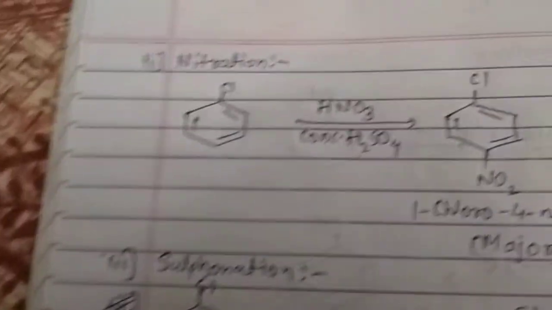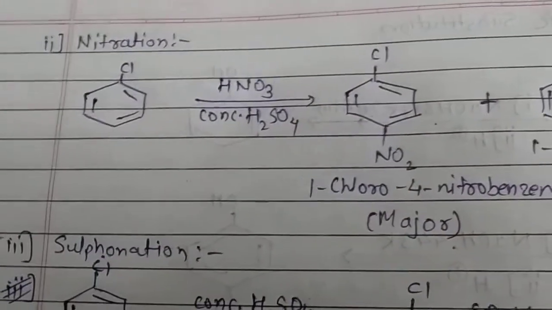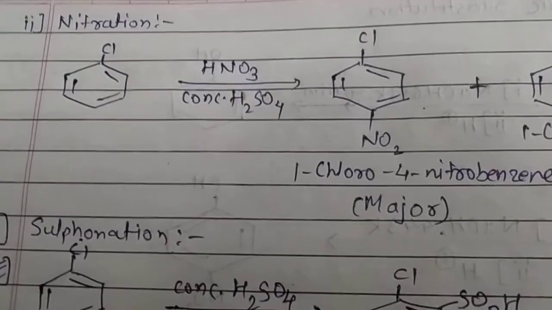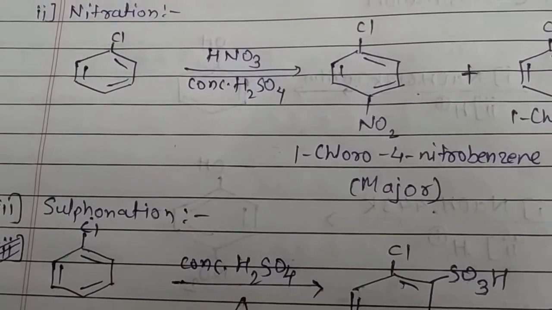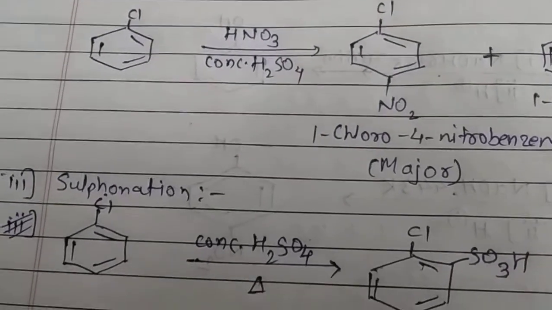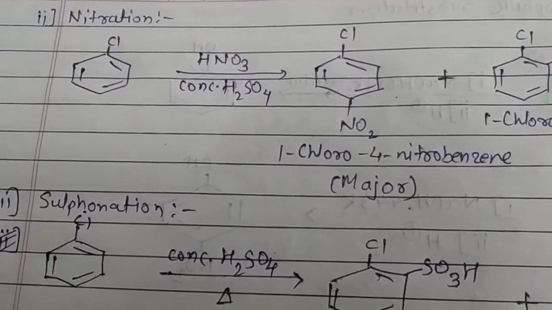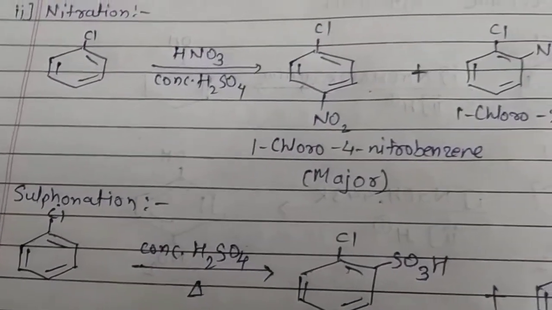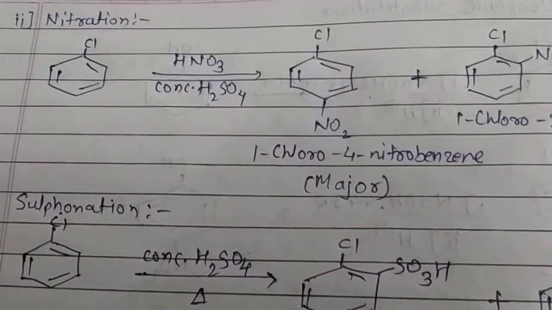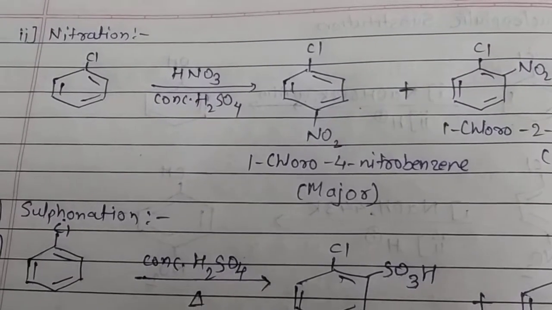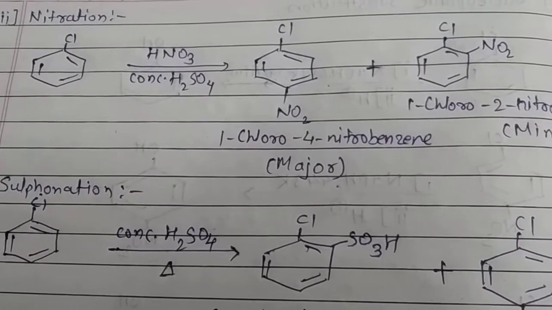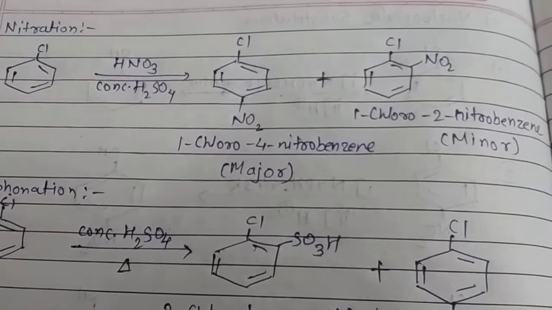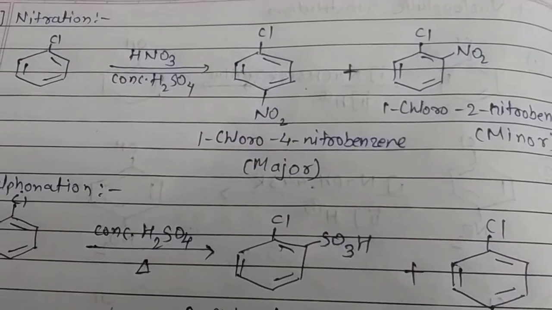Then the next reaction is the nitration reaction. For nitration, a nitrating mixture is used, that is concentrated HNO3 and concentrated sulfuric acid. By treating them, they will produce the nitronium ion, that is NO2 plus, and that NO2 plus again attacks ortho as well as para. Here again para is the major product. So 1-chloro-4-nitrobenzene is the major product and 1-chloro-2-nitrobenzene is the minor product.